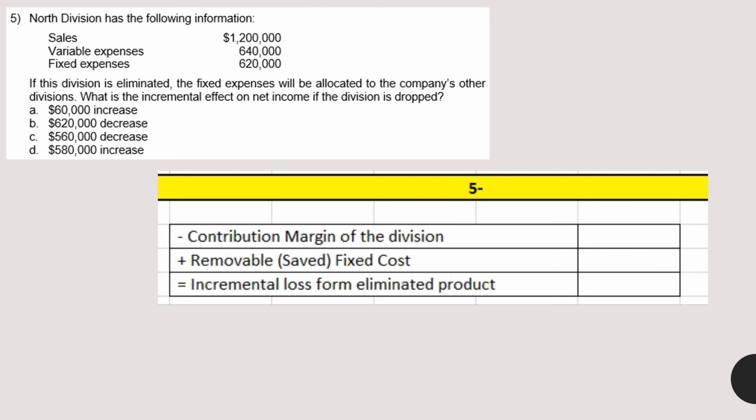In this case, we have a contribution margin that will be lost, which means losing those sales of $1.2 million. But then we need to also subtract the variable expenses of $640,000. So our contribution margin lost by dropping this would be $560,000. We're told that there is $0 in saved fixed cost. Therefore, we have an incremental loss from this eliminated product of $560,000. Therefore, it's a decrease, option C, of our net income.